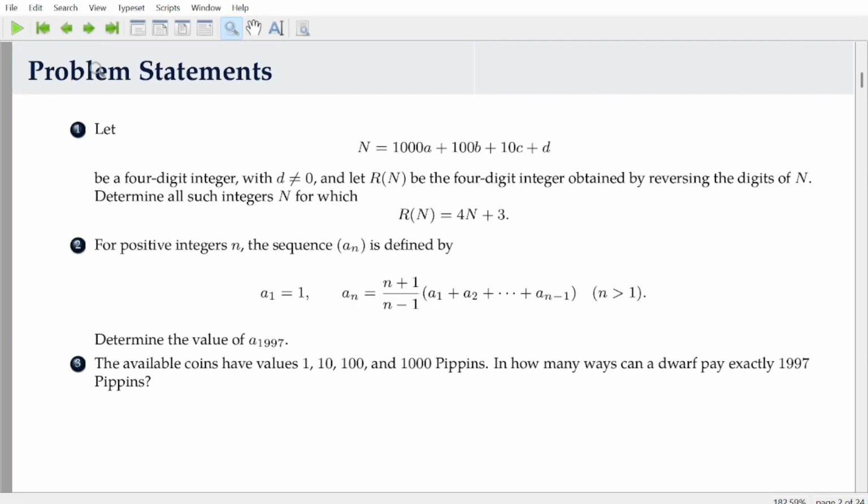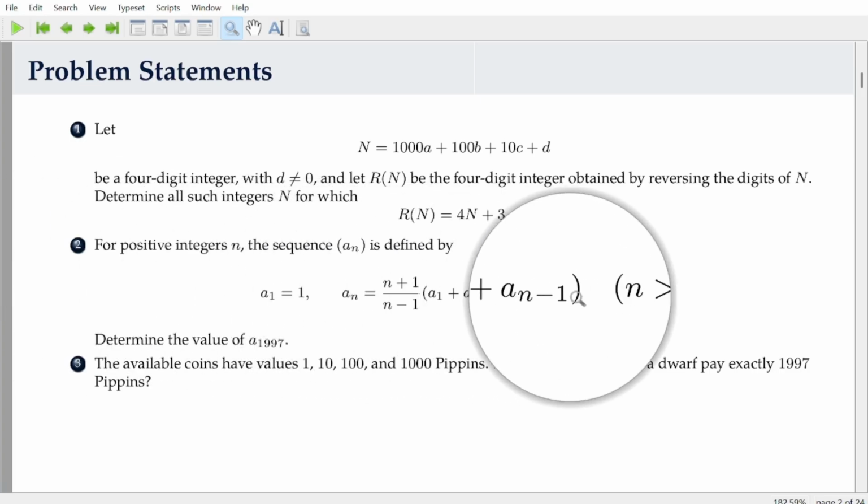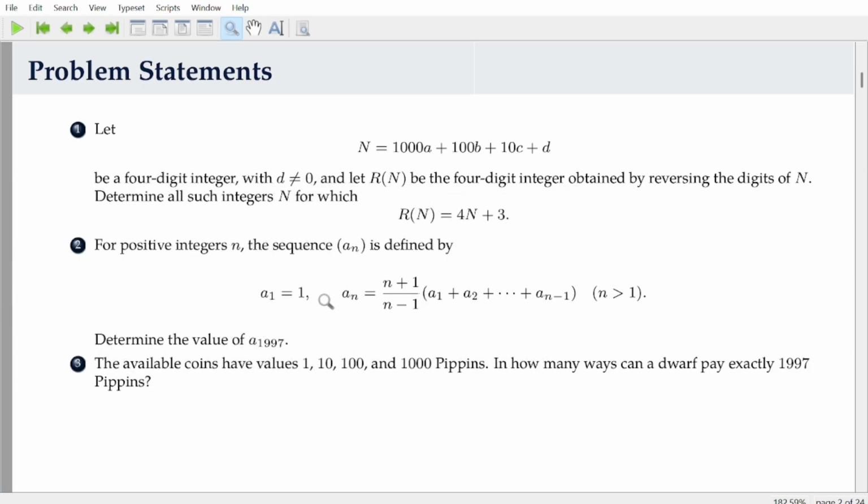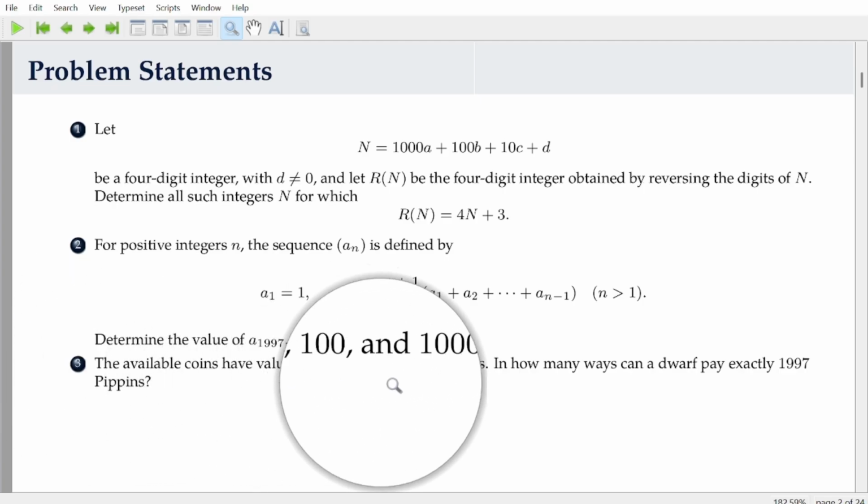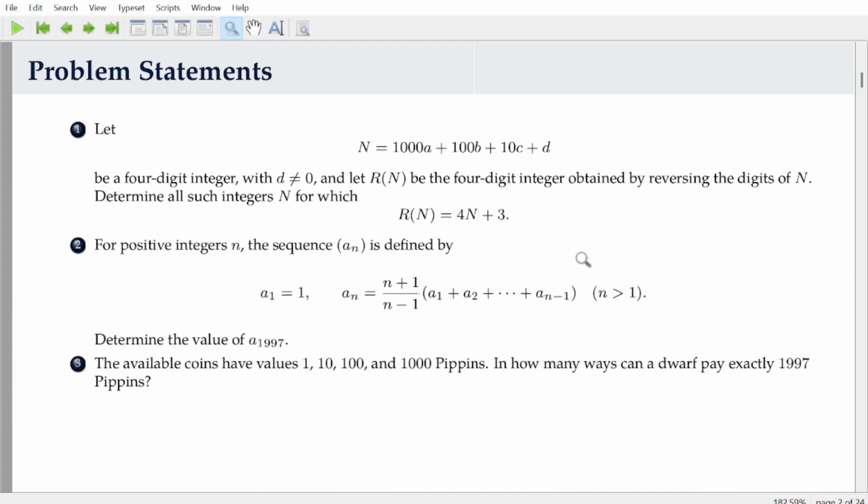Okay. So as you can see, these are the first 3 problems from that year. The first is to do with basically reversing a 4-digit integer and achieving 4 times the initial number you started off with plus 3 once you reverse it. So we have a digit reversal problem for number 1. For number 2, we have this sort of recurrence relation here, which we'll explore in more detail when we go through that. And the third is a coin counting problem, which is basically tied into combinatorics.